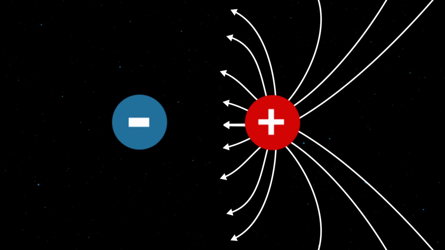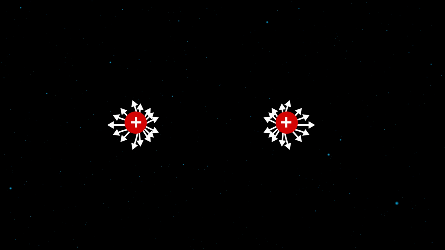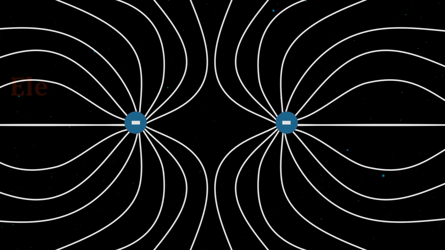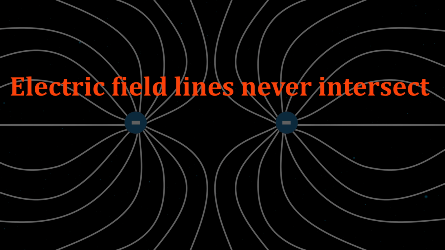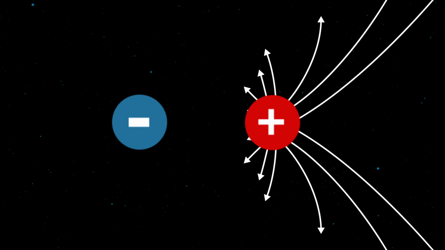Now, using this concept of electric fields, we can clearly see why opposite charges attract each other, and along the same lines, why like charges repel each other. It's because of a property that electric field lines almost never intersect. So we can see the repulsive force and the attractive force on charges.